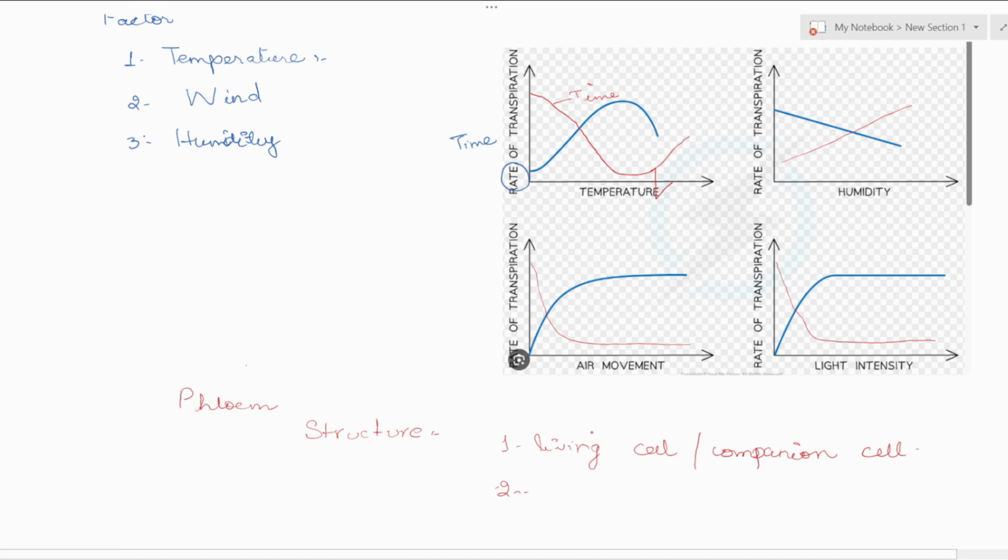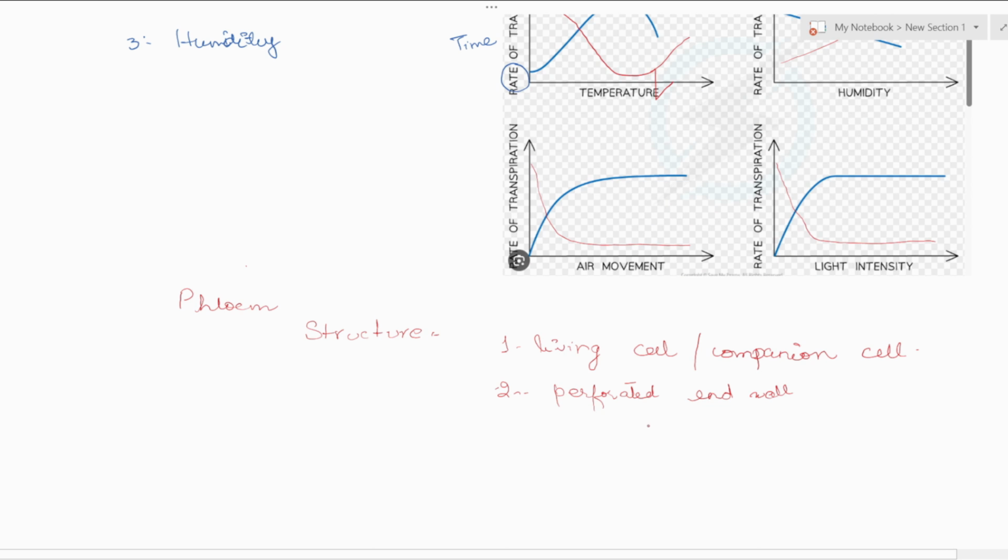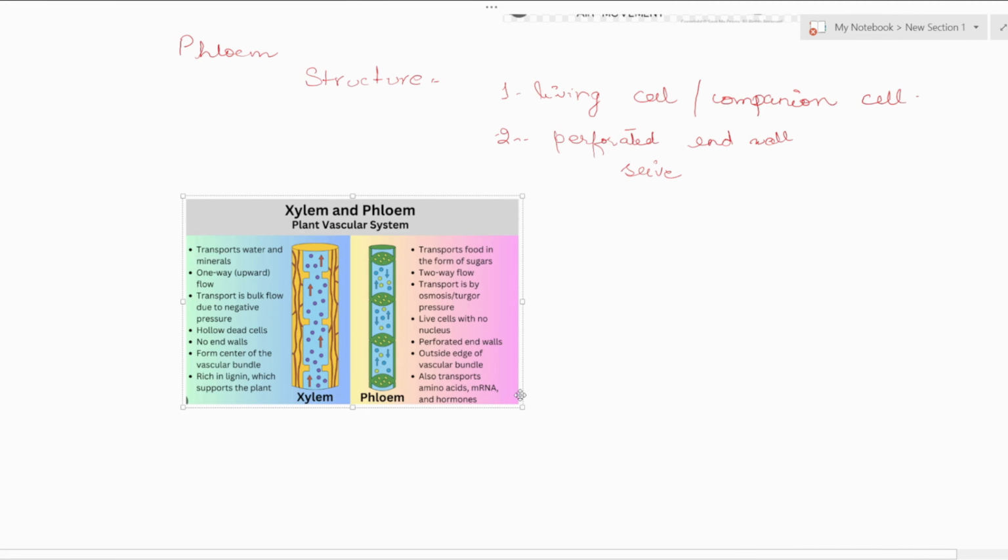What about these? Okay. They are perforated. Perforated means sieve. They have sieve plates. Let me write sieve plates. Sieve plates mean there is a layer in between two. Let me show you the diagram. There is a layer in between two which has pores. A sieve is just like a strainer that we use at home. This is how the vessel looks like.